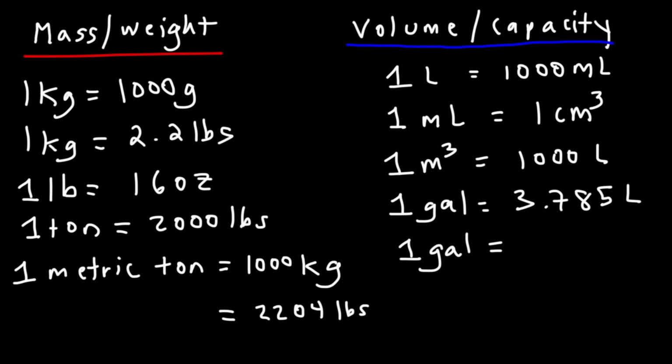A gallon is also equal to 4 quarts. And 1 quart is equal to 2 pints. You may not need to know that one. That's really not a common one, but sometimes you may see problems associated with it. Now let's talk about units of time. Many of you are aware of these units. So here's some common ones.